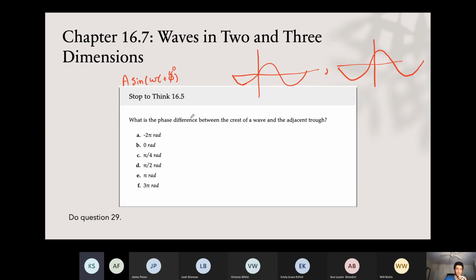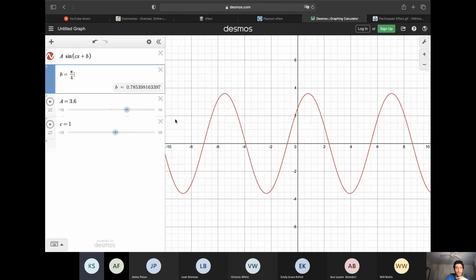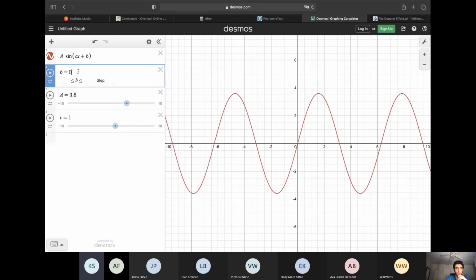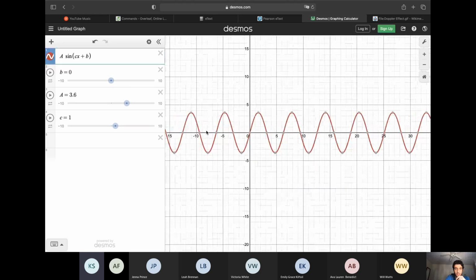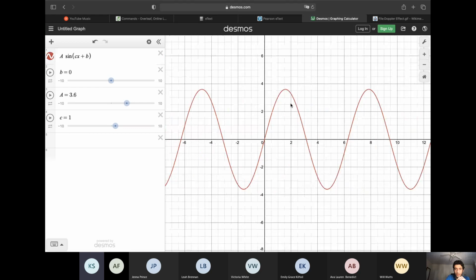So what is the phase difference between a crest and the adjacent trough? Okay, so if I made this 0, this is a crest, and this is a trough. This is a crest, and this is a trough. The distance between them, what is the phase?